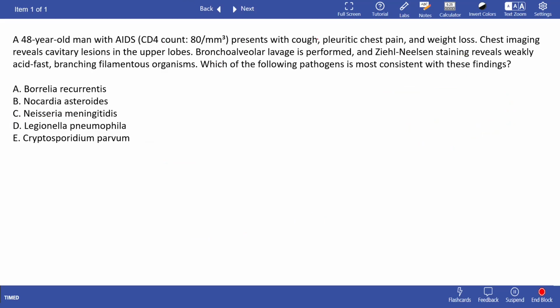Right, so which of the following pathogens is most consistent with this finding? So, a 48-year-old man with AIDS, and he has a CD4 count of 80, presents with cough, pleuritic chest pain, and weight loss. Chest imaging reveals cavitary lesions in the upper lobes. Bronchoalveolar lavage is performed, and Ziehl-Neelsen staining reveals weakly acid-fast branching filamentous organisms. So which pathogen is most consistent?